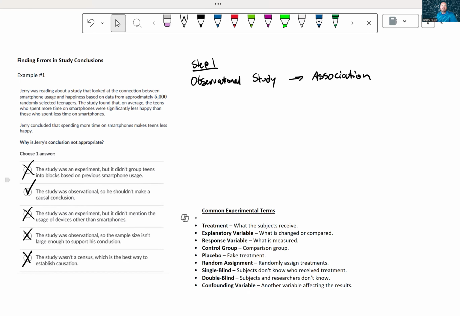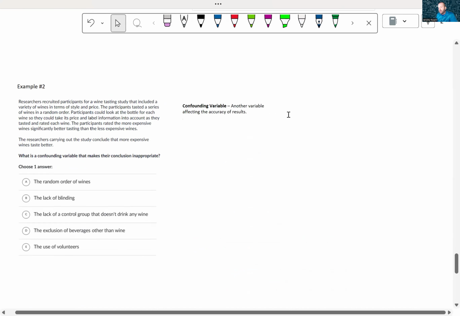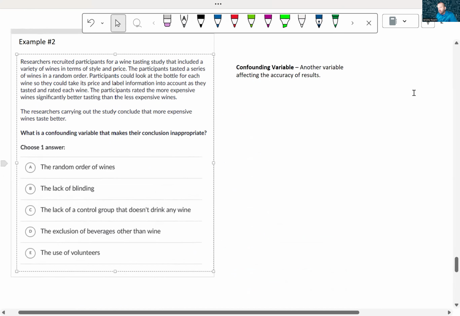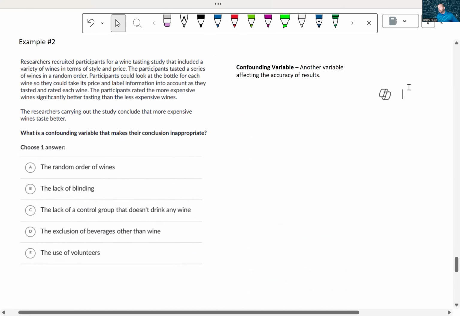All right. Looks like we have two more examples to go. The next one says that researchers recruited participants for a wine tasting study that included a variety of wines in terms of style and price. Participants tasted a series of wines in random order, and they could look at the bottle for each wine, and could also see its price and label information as they were tasting and rating the wine. The study found that the participants rated the more expensive wines significantly better tasting than the less expensive wines.